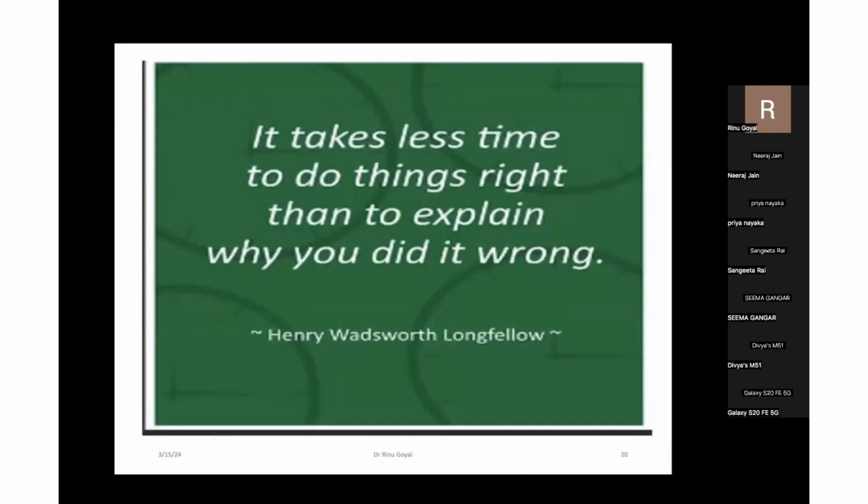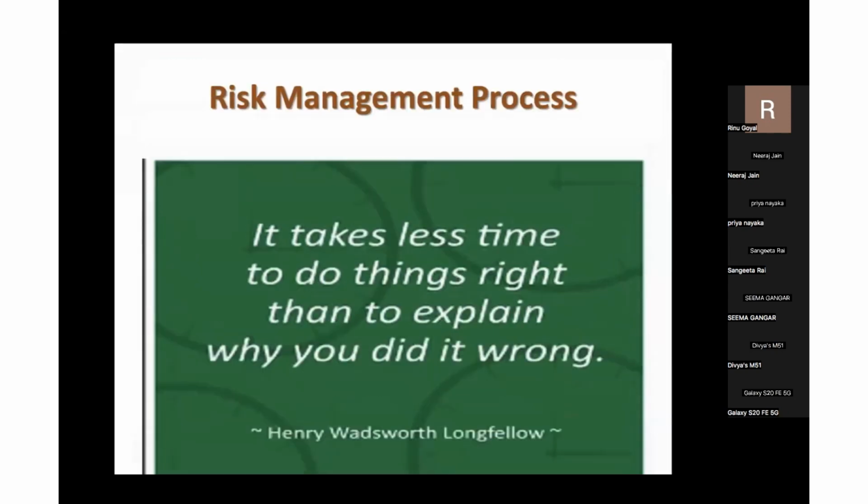As has been said by Mr. Henry, it takes less time to do things right than to explain why you did it wrong. There will be a whole lot of process when some activities go wrong. We have to do root cause analysis. We have to correct that. So it's better that we take some action and intervene before something goes wrong.